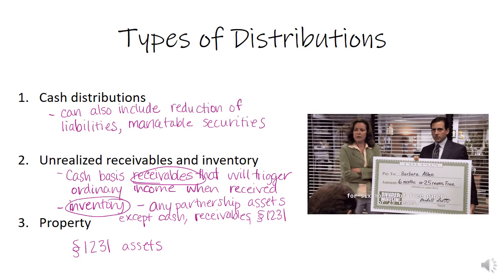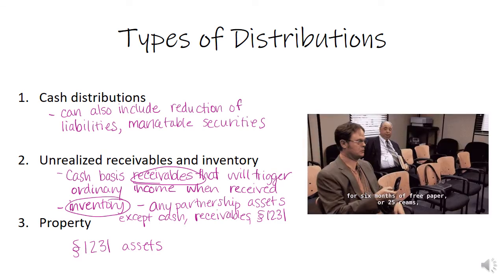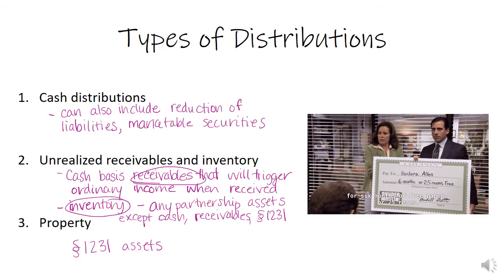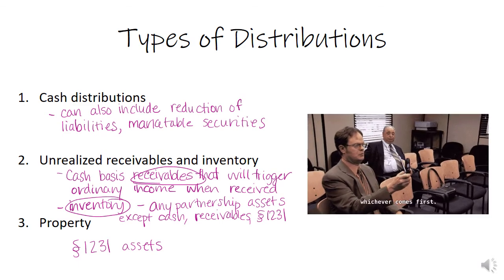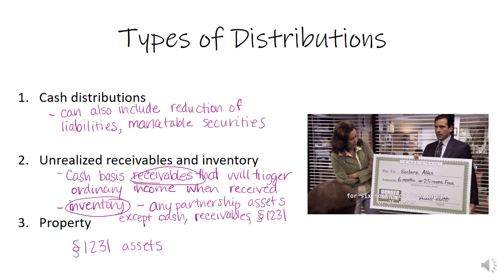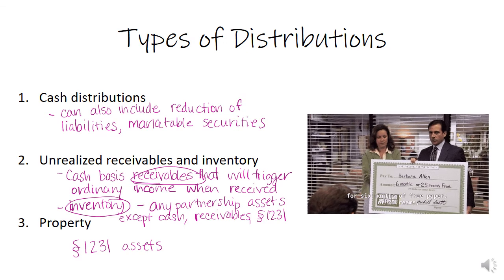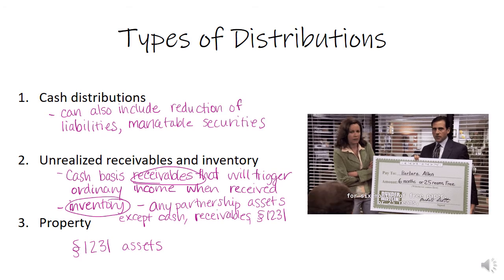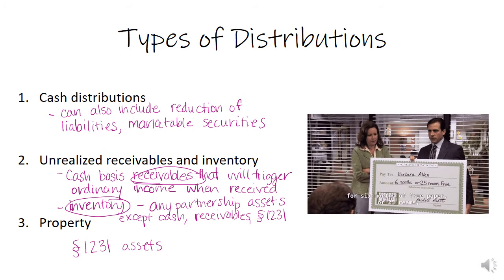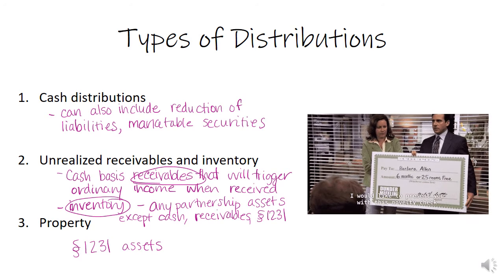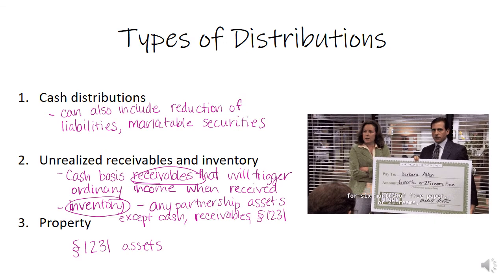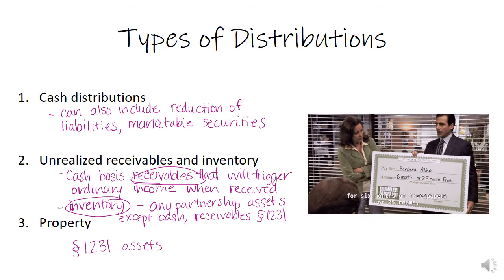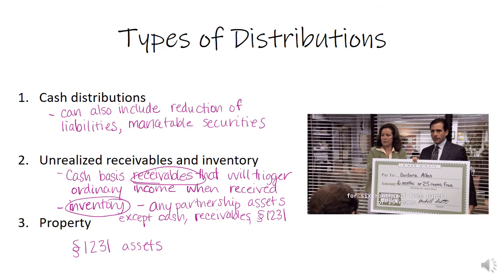3 types of property can be distributed to partners when they're receiving their partnership distributions: cash, unrealized receivables and inventory, and property. Cash can include cash itself, but also the reduction of liabilities and the receipt of marketable securities. As long as the cash distributions do not exceed the partner's basis in the partnership, the partner does not have to record a gain.